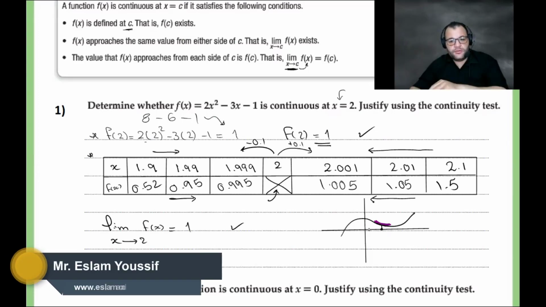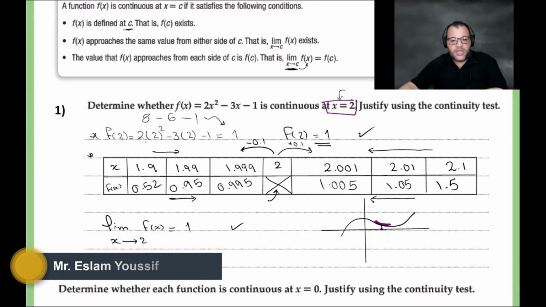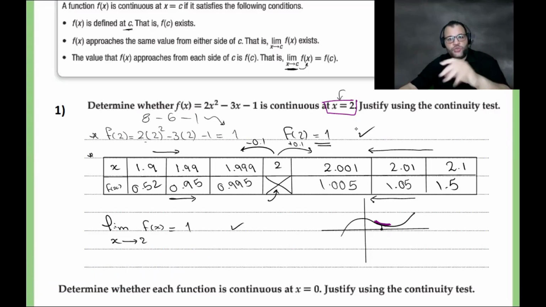It only tells you at around 2. It doesn't tell you for the whole equation. No. I need to study if there is continuity at 2 or not. You got the idea for this one? This function is continuous at 2. There is continuity at 2. You got the idea for this one?